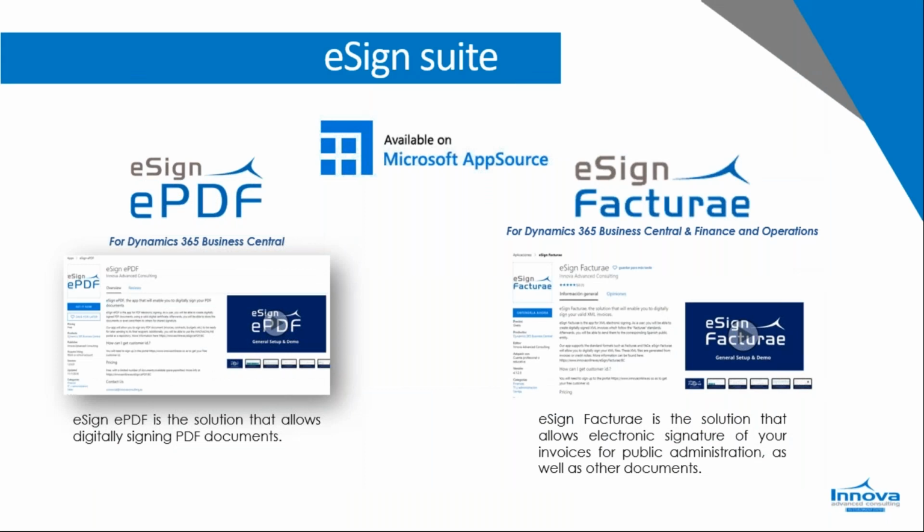As aforementioned, we offer our own solutions, which are divided into suites. One of them is the suite eSign, whose main feature is the digital signature. Within this suite, we may find eSign Facturae, available for both Business Central and Finance and Operations. This solution is able to generate and sign digital invoices in an XML format, all right? On the other hand, we may find eSign ePDF, which is available for Business Central. This solution is able to digitally sign any PDF file. Nonetheless, these solutions will be deeply explained in another webinar, all right?